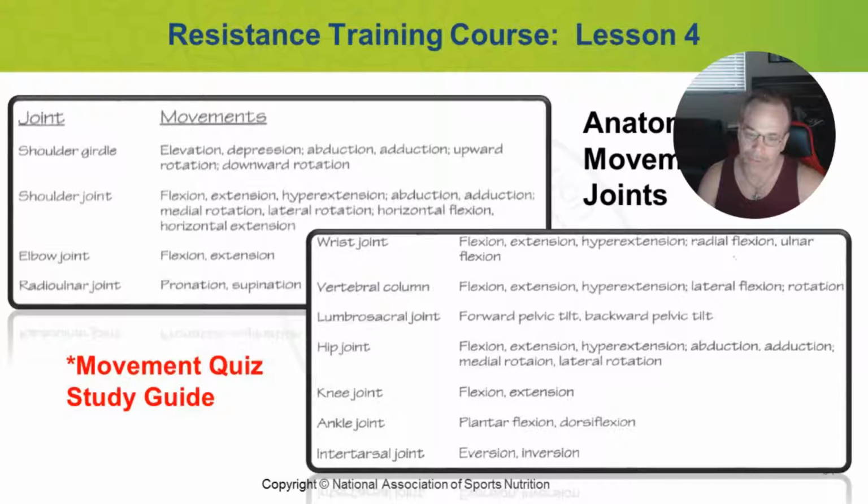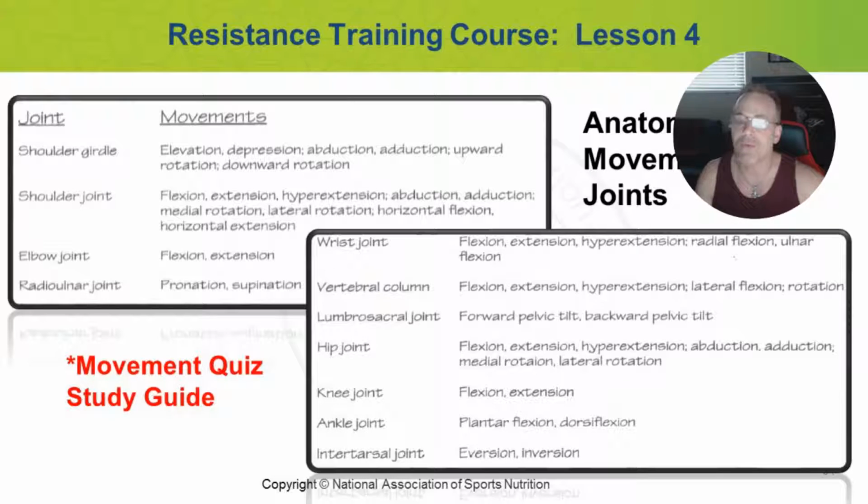Your ankle joint, you know what that is. Your intertarsal joints, it's basically kind of your ankle, right? It's like the bottom part of your ankle, and that's what makes you able to go big toe down, big toe up. Intertarsal joints.